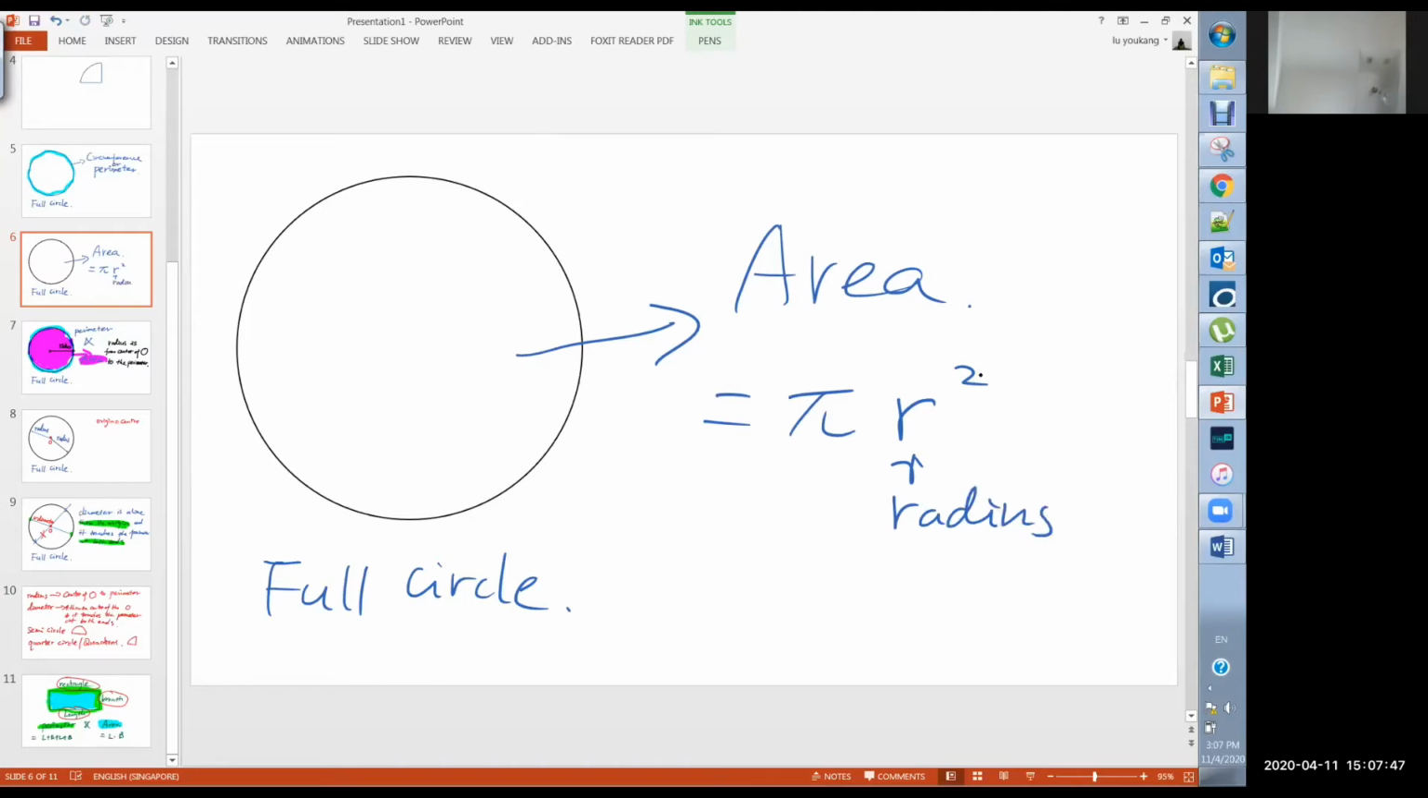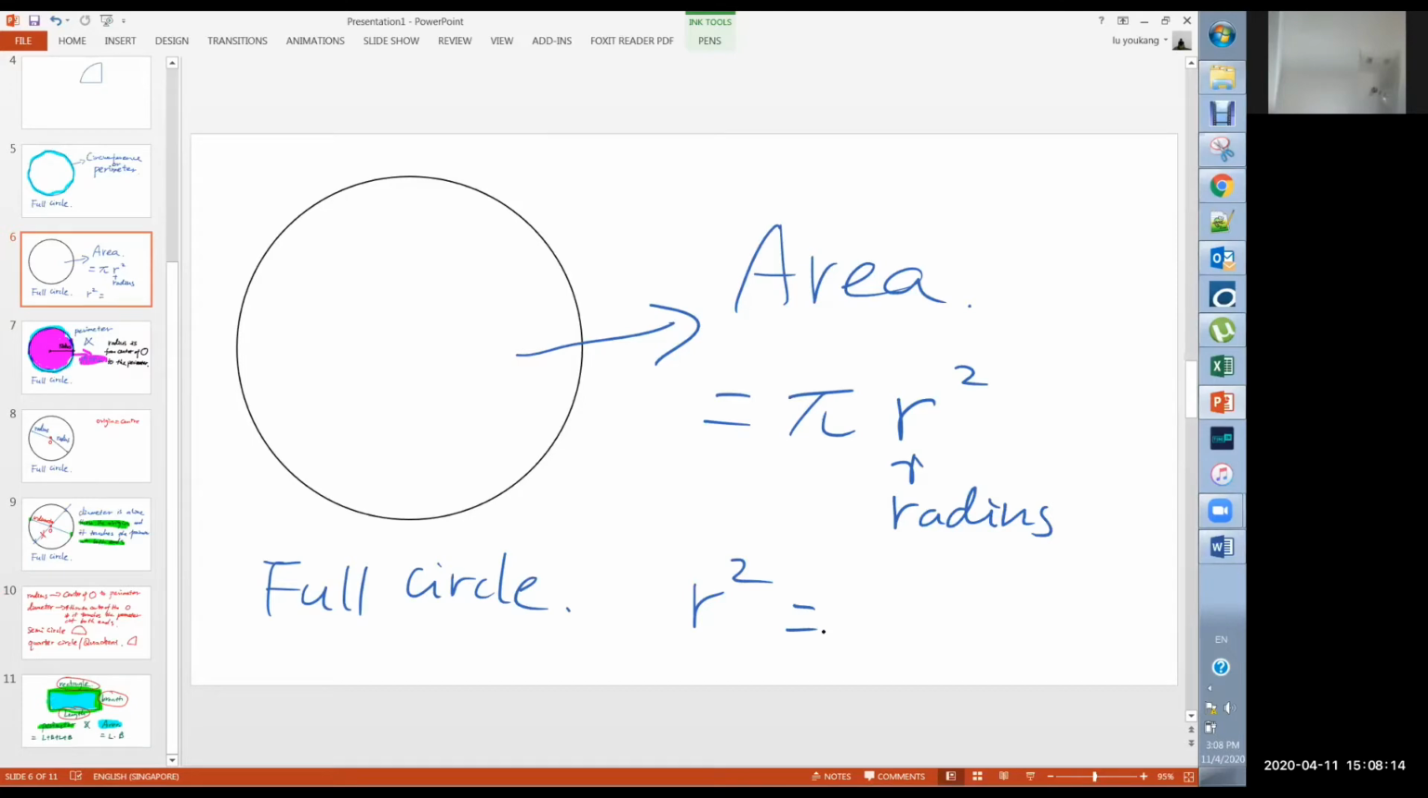Do you know what is square? R square means what? How do you key in your calculator? Where's the square? No. How do you key in square? You don't know how to key in square.